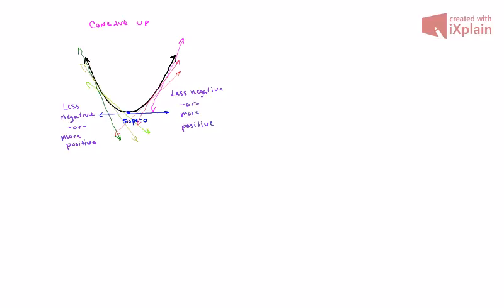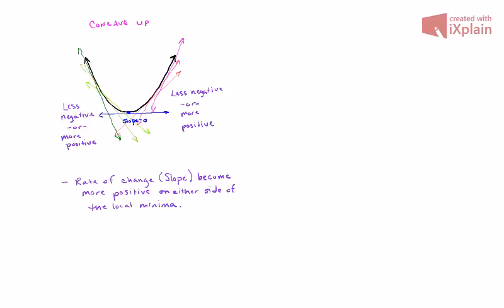So for concave up, what we can basically say is that the rate of change, or in other words, when we say rate of change, we can also say slope, because that does mean the same thing, the rate of change will become more positive on either side of the local minima.